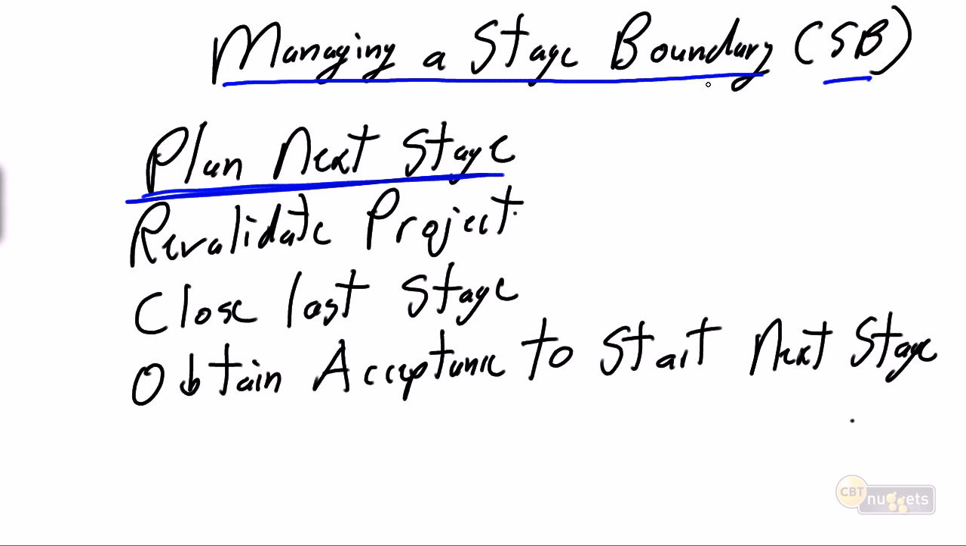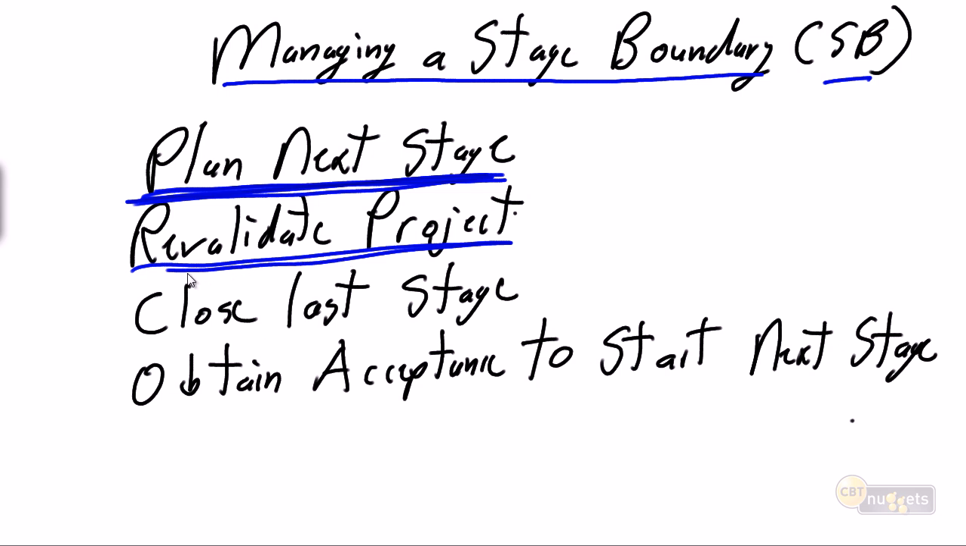So managing the stage boundary is all about validating that we're taking the right approach, that we're focused on project success, and that we're going to take all of the lessons learned, all of the new information in hand from the previous stage or previous stages, and use that to plan the next stage, which effectively results in our revalidation of the project.